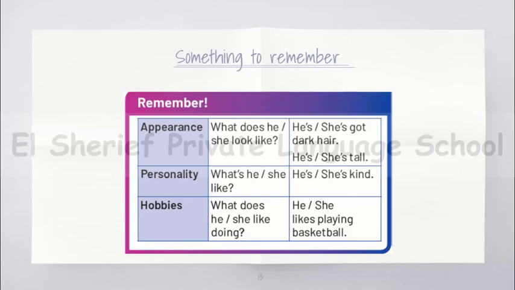Now to move on to the last thing today and to ask about the hobbies. To ask about the hobbies of someone, I say, what do or does the subject like doing? Like in the example here, I say, what does he or she like doing? So the answer is going to be, he or she likes playing basketball. So again, to ask about the hobby, I will say, what do or does the subject like doing? And the answer is going to be the subject like or likes plus the gerund.